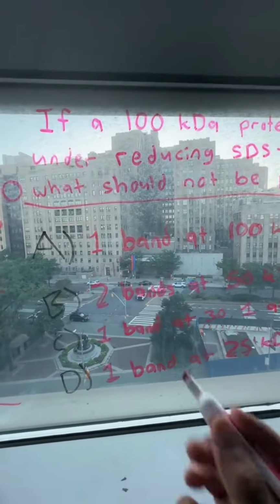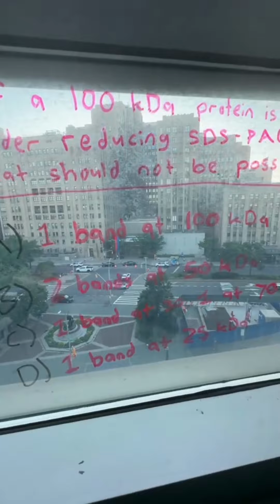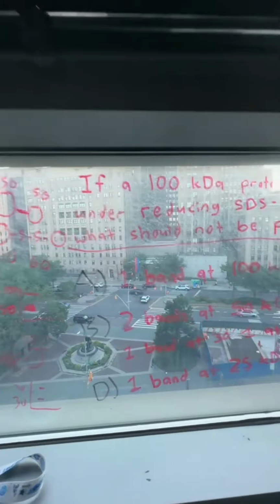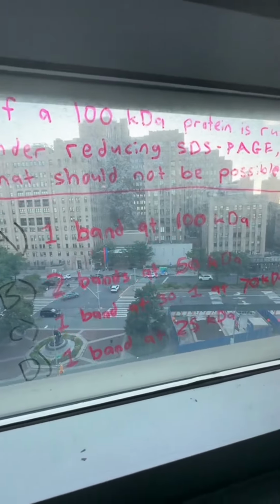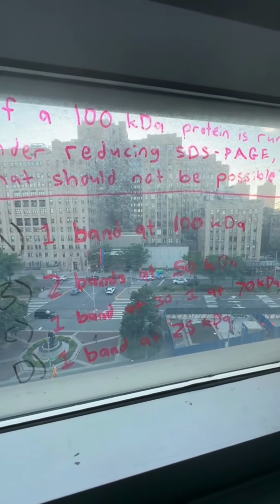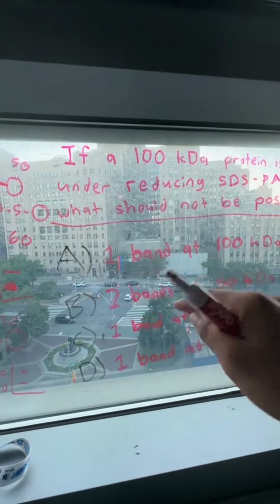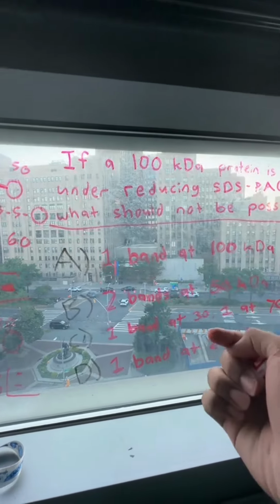Leaving us with B, two bands at 50 kilodaltons. You might notice that you could have answered this without even understanding whatever I just talked about, because this is not possible. You can't have two bands at the same size. It's just that you'll have a thicker version of a single band. So this is our answer.